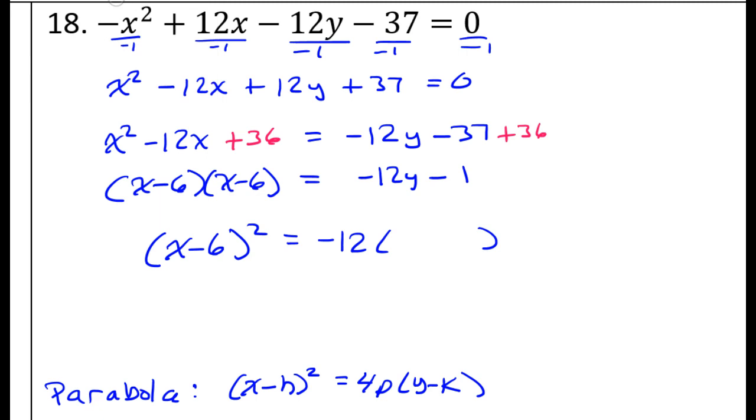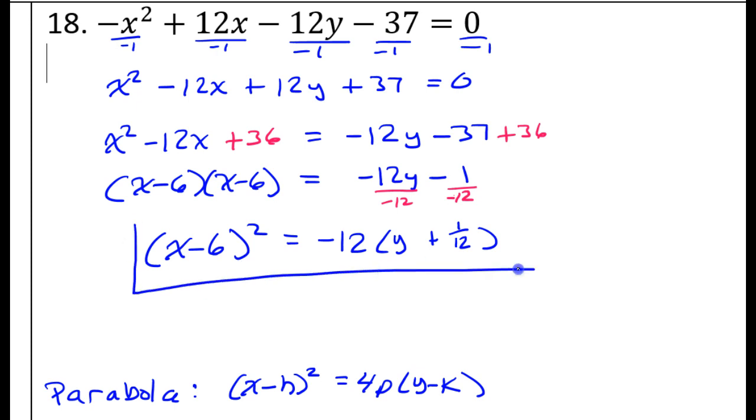When you factor a number outside of parentheses, what you are really doing is dividing. So we will have y plus 1/12. That's a very strange result, but that's what it is. I don't know what to tell you. It's ugly. But this is the standard form equation of the parabola.